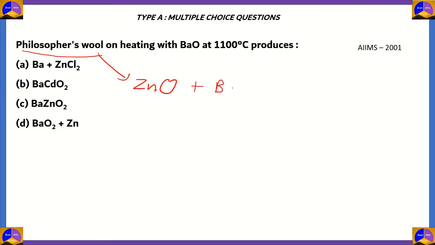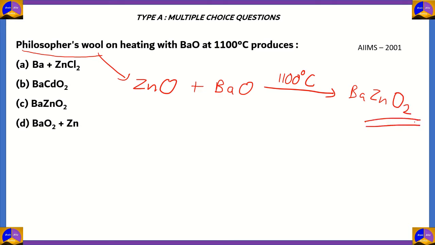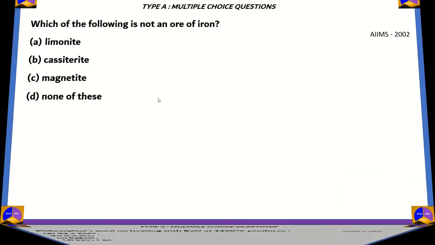So it's basically zinc oxide plus barium oxide, and the temperature is 1100 degrees Celsius. And at this temperature, what happens is that there's a combination of both Ba, Zn, and oxygen. So you have barium and then zinc, which is acting amphoteric here, and then both the oxygens come together at the end, so BaZnO2 is our answer. So option C, BaZnO2 is the right answer, and the key here is to know that ZnO is also known as Philosopher's Wool. Now let's look at the next question.